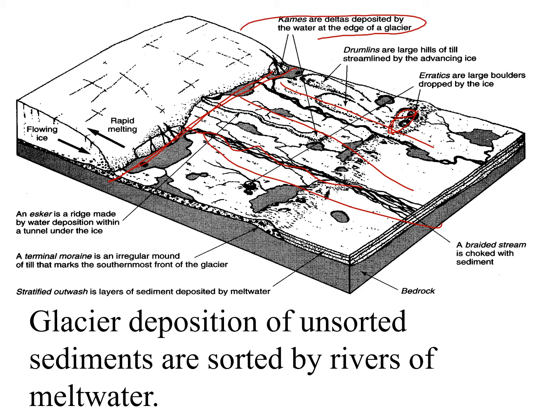Deltas deposited by the water at the edge of a glacier are called kames. Drumlins, of course, these swarms of drumlins here. Streams fill with debris, and the debris pushes the stream out of it, so the streams become what we would call a braided stream, choked with bedrock.